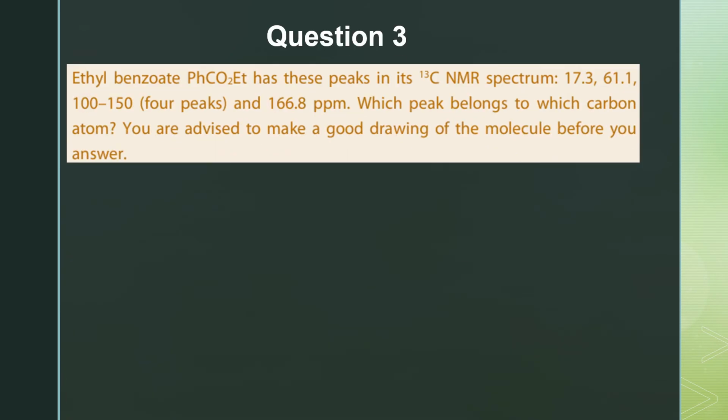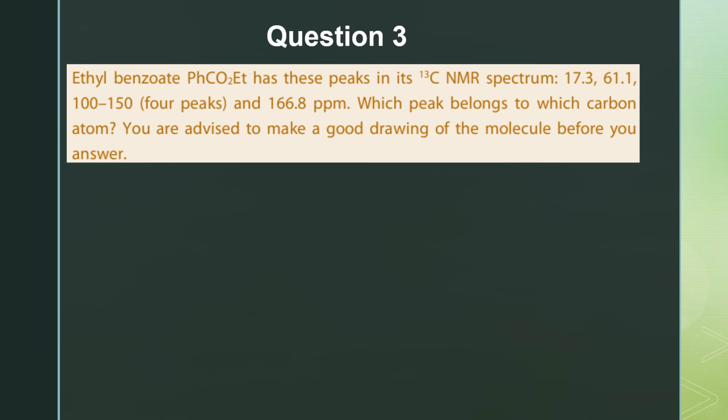Next problem, question number 3. Ethyl benzoate has these peaks in its C13 NMR spectrum: 17.3, 61.1, 100 to 150, so 4 peaks are there in 100 to 150, and 166.8 ppm. Which peak belongs to which carbon atom? You have to say which peak belongs to which carbon atom. They said it's ethyl benzoate. You are advised to make a good drawing of the molecule before you answer. You just think about it.